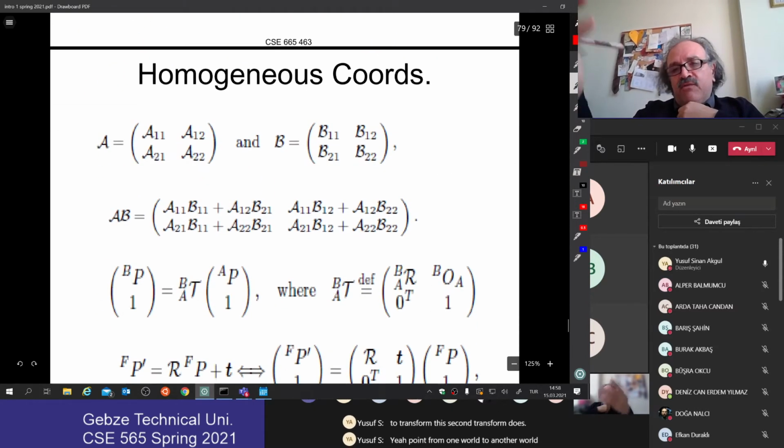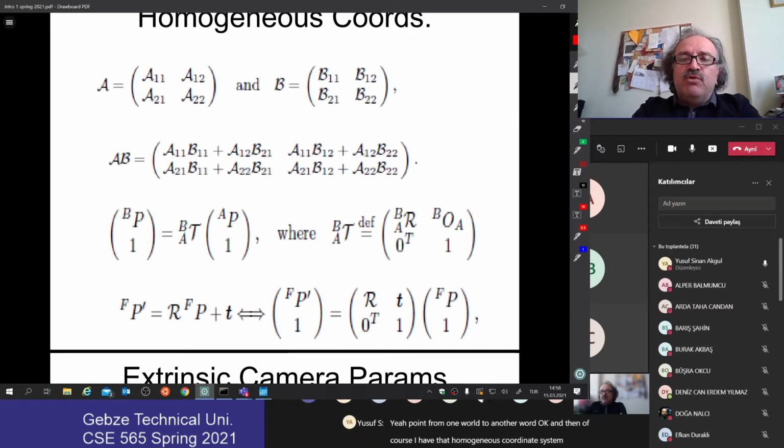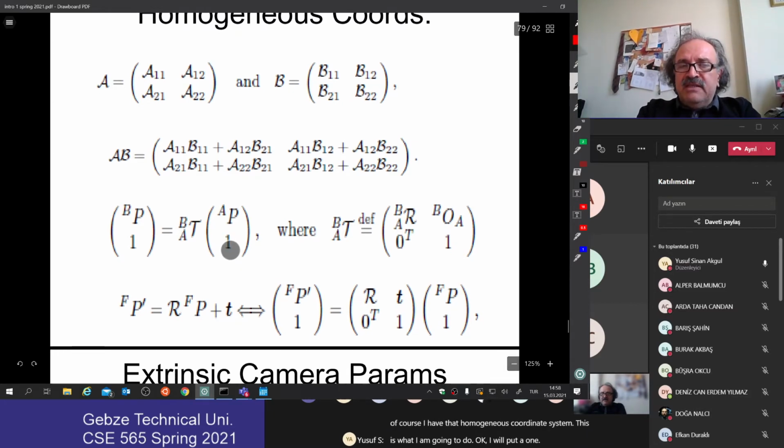Okay, and then of course I have the homogeneous coordinate system. This is what I am going to do. I will put a 1 under this P, so it is going to be a 4-dimensional homogeneous coordinate. And I will multiply it with this transformation matrix, and I will get another 4-dimensional homogeneous coordinate.